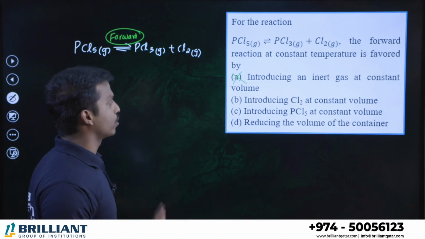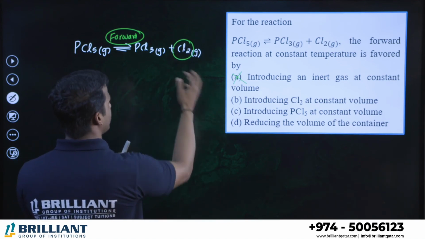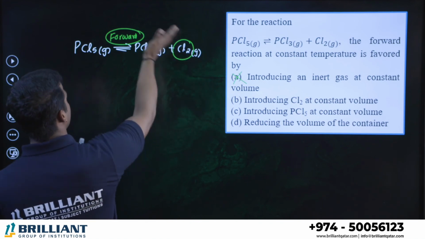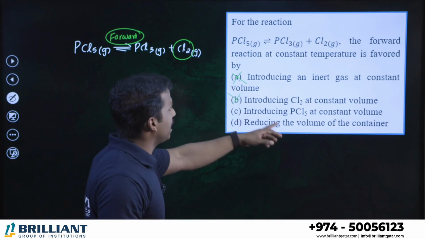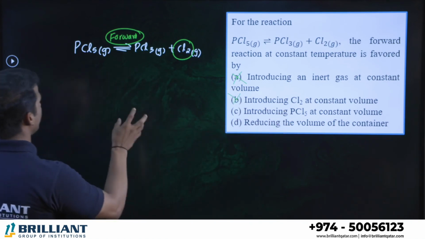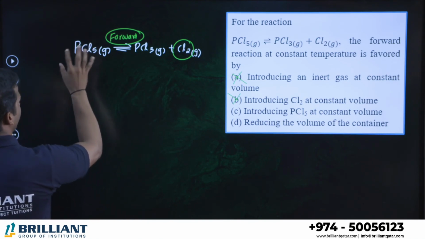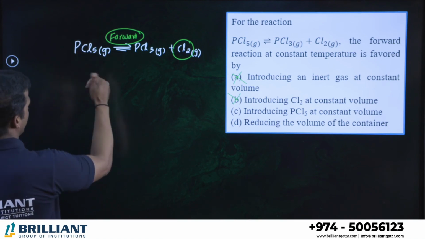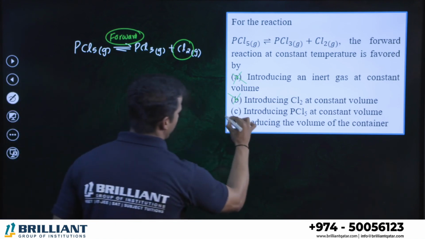Introducing chlorine at a constant volume. Where is chlorine located? On the product side. Which means you are adding so much chlorine. What happens? Product concentration increases and the reaction shifts backward. We don't want that. Introducing PCl5 at a constant volume. Where is PCl5? It's a reactant. If you add more PCl5, reactant concentration increases. In order to compensate, it will react and move forward. Yes, that's what we need.